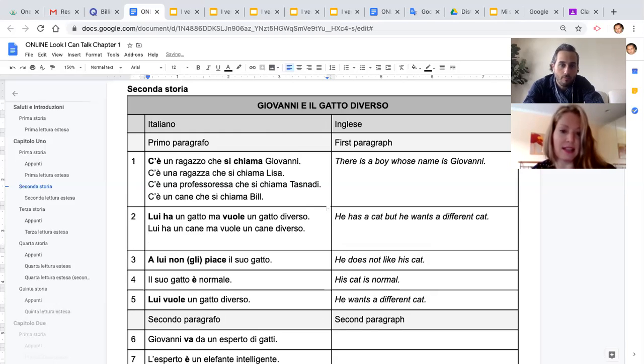Now, we can change this sentence also saying that this time she has a dog, but she wants a different dog. How would that be? Lui will change to lei, but we don't have to change the verb because lui and lei both conjugate as ha. Lei ha un cane, but she wants a different dog. You just repeat, ma vuole un cane diverso.